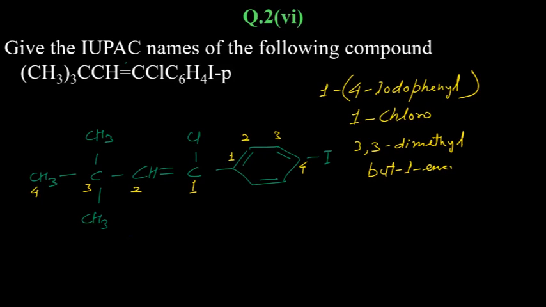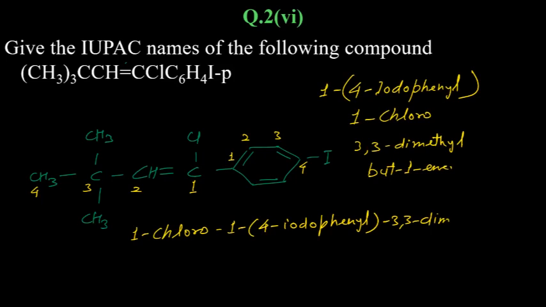Arrange them in alphabetical order. Okay. So chlorine is the first one, 1-chloro. Then methyl, iodo comes first. On first you have 4-iodophenyl. Then on 3, 3-dimethyl, but-1-ene.